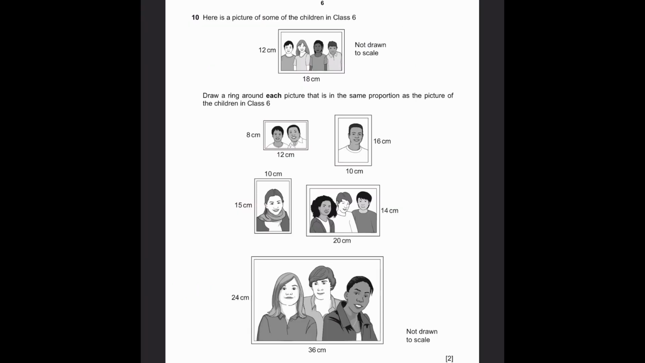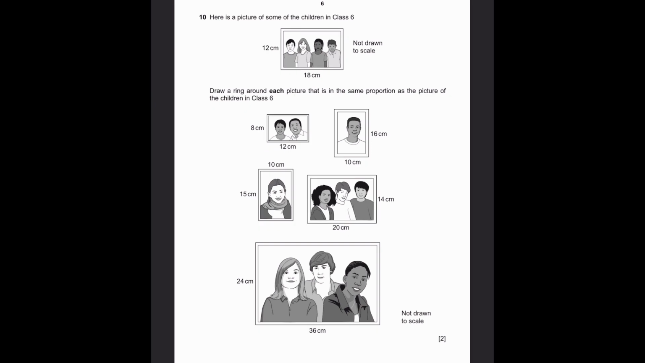Here's a picture of some children in class 6. Draw on each picture that is in the same proportion as the picture of the children in class 6. Same proportion means both the sides are in the same proportion of lengths. So let's keep this as side A, let's keep this as B. A is to B has to be 12 is to 18, which is 2 is to 3. This one is A, B, so 8 is to 12, which is 2 is to 3. We can circle that one.